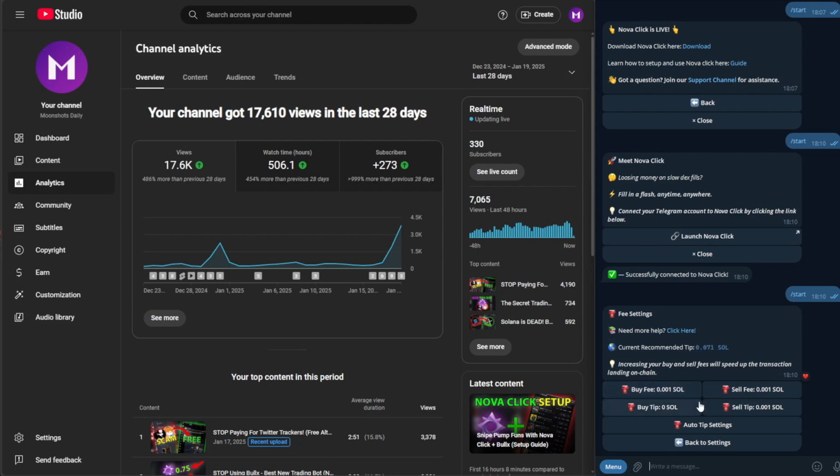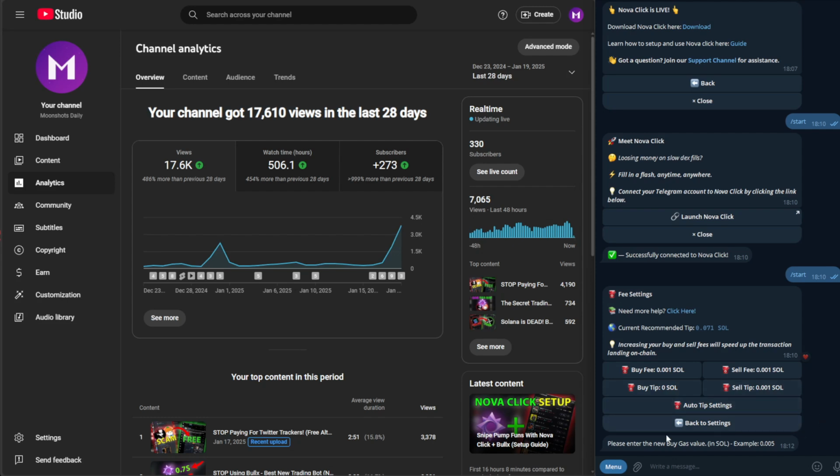But personally, I would say you can set the buy fee and sell fee to 0.001, which will work in times where there's really low volume or average volume, not in the scenario we're in right now because there's a lot of volume going on. Sometimes you have to increase these fees, and by having a higher fee, you also reduce the chance of getting MEV.